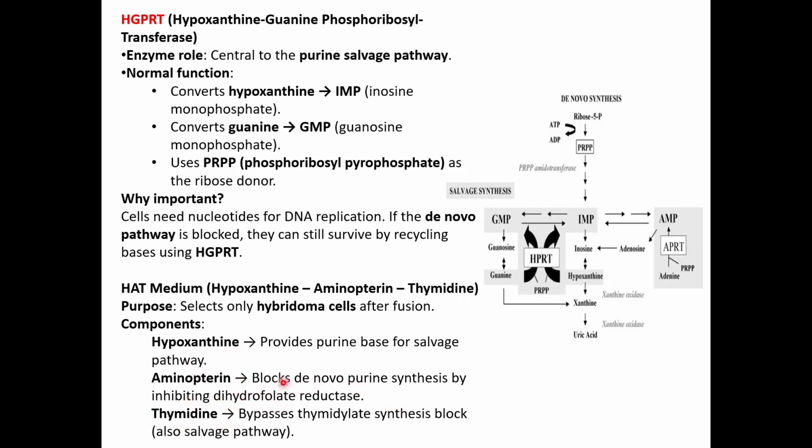So all these three together help the cells which have active HGPRT enzyme to survive. The cells which have active HGPRT enzyme are B cells, which when fused with myeloma cells can survive in this. Otherwise, unfused myeloma cells, which do not have HGPRT, cannot switch to the salvage pathway, and de novo is blocked in them, so they die. And unfused B cells, anyways, are short lived, so they also die. So this is helpful in selection of only the fused hybridoma cells.